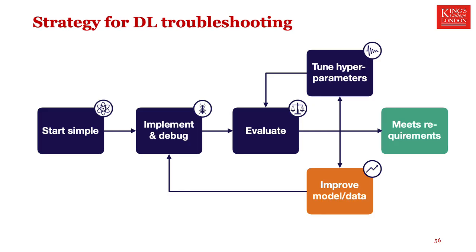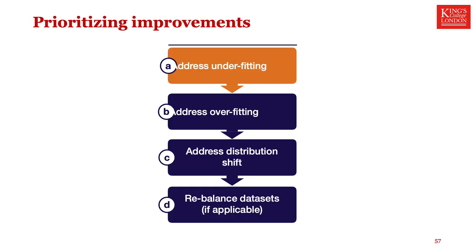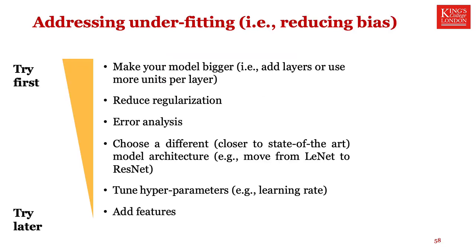The next step is we're going to look into improving the model and data itself. You can first address underfitting, address overfitting, address the distribution shift, and also rebalance datasets if applicable to your problem. In an underfitting setting, what you want is to reduce the bias that your model has. There are a few things that you can try, and the order that you should try them in is presented here.